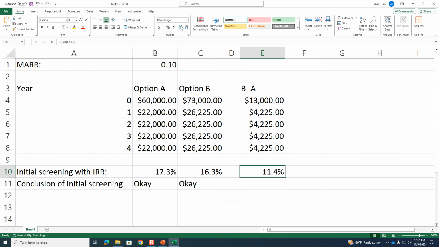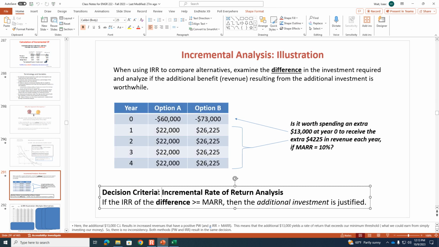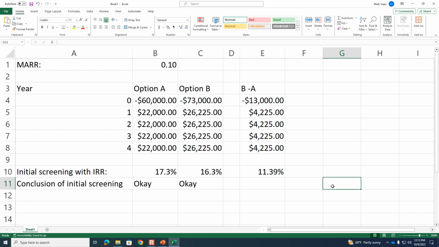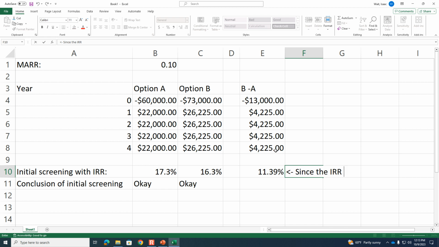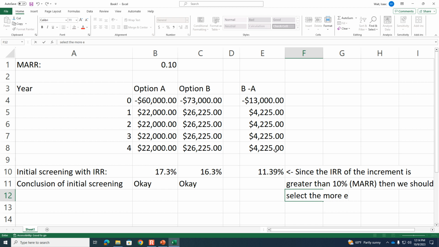It says 11.4%. Okay, so what's our conclusion here? Let's revisit the decision criteria. If the IRR of the difference between two alternatives is greater than or equal to the MAR, then the additional investment is justified. Okay, so since the IRR of the increment is greater than 10%, which is the MAR, then we should select the more expensive alternative.